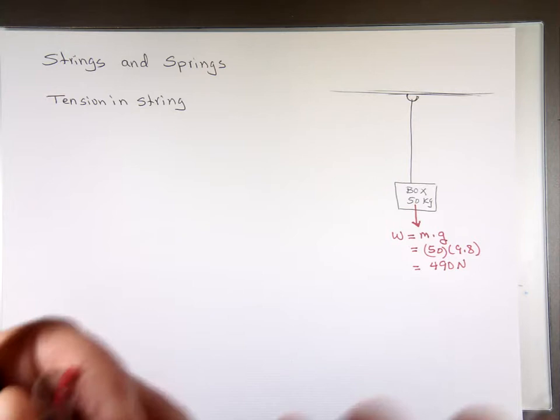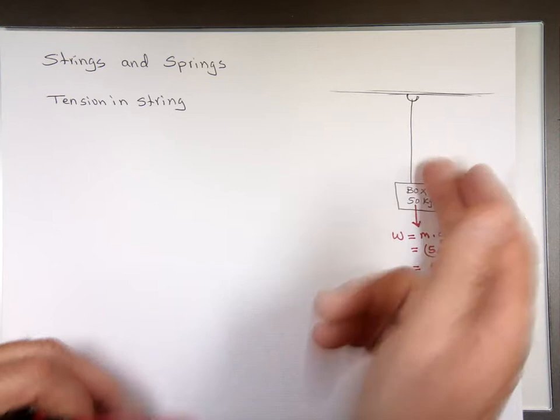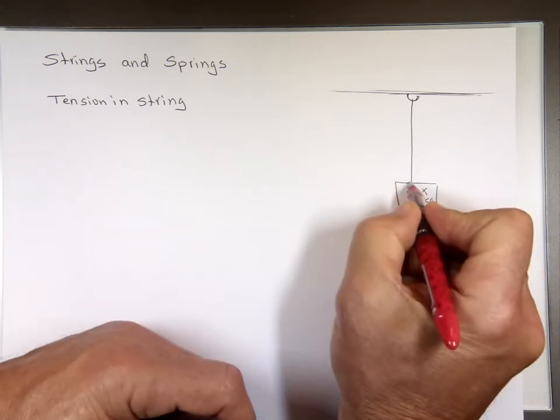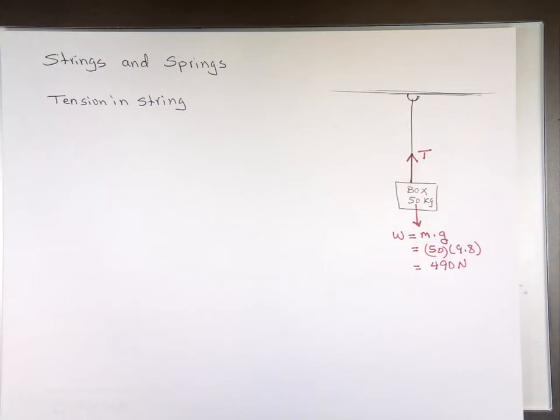And why isn't the box falling down? How come the box didn't just collapse or come down? What's keeping it from falling? The rope and the ceiling. So that rope actually is pulling up, we'll call T for tension. It's pulling upward.